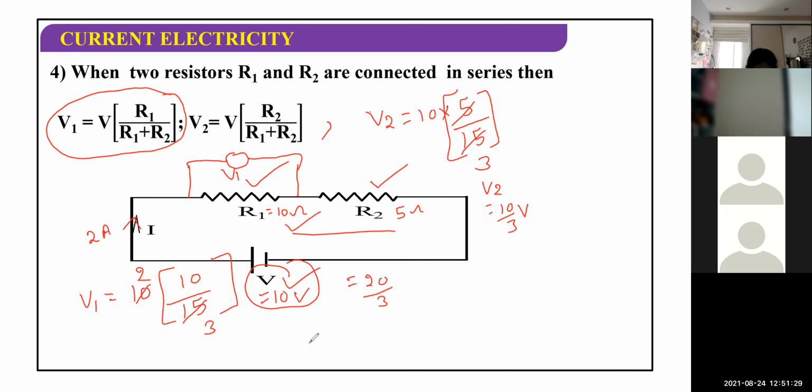And as I told you, children, V is always equal to the sum of V1 plus V2. Let me check whether this is coming to the same result. V1 was 20 by 3 and V2 is 10 by 3. If I do this calculation by taking the LCM, whatever method you want to use, 20 plus 10, 30 by 3. 30 by 3 is again equal to 10 volt. That is the same result. It means that our answer is correct.